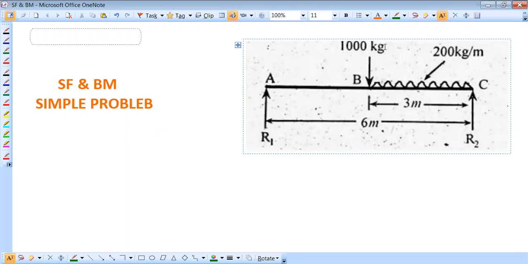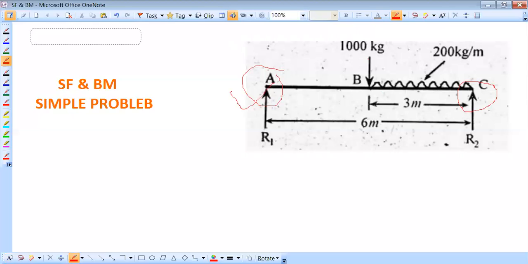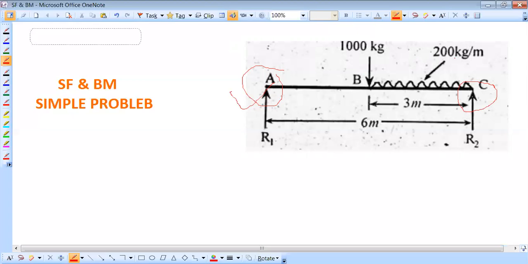Shear force and bending moment. Simple problem. Here we can see that it is a simple supported beam. The two ends are supported. At end A the reaction is R1 and at end C the reaction is R2. There is a load at point B of 1000 kg and a UDL of 200 kg per meter over the distance B to C, a 3 meter span. So how can I find out the shear force diagram and bending moment diagram?